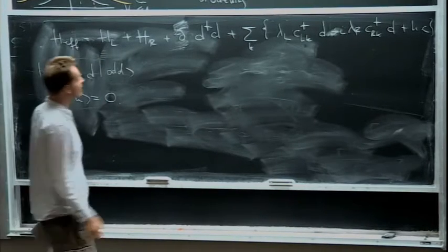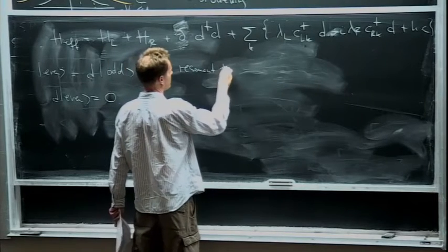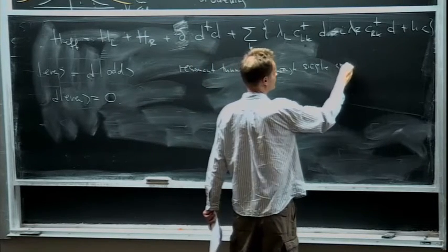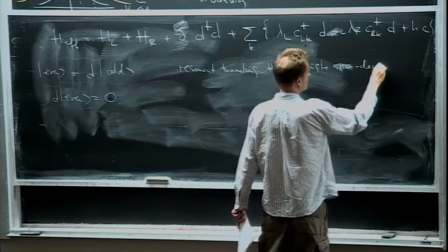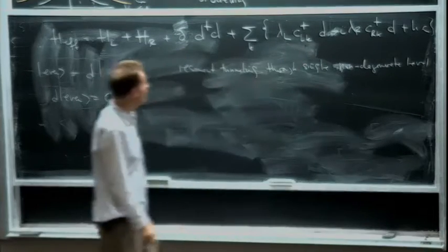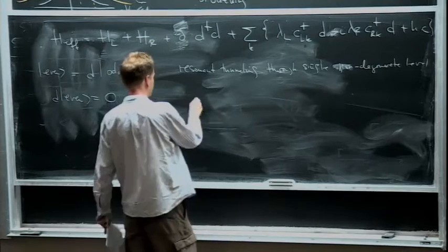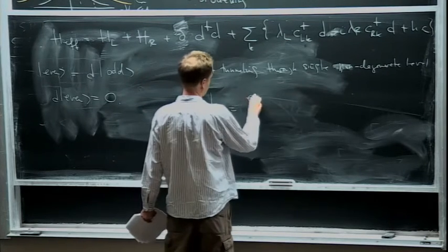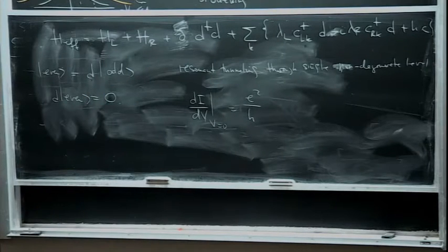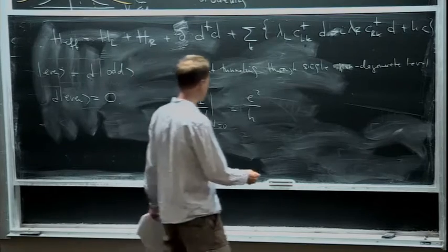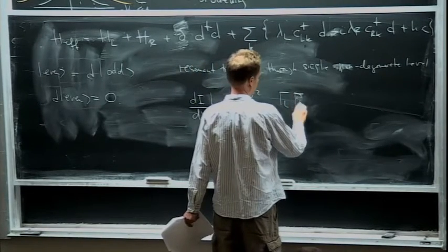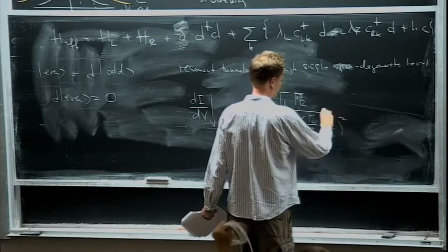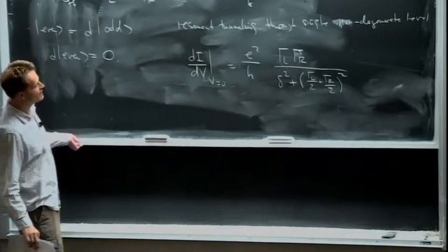But this is really just resonant tunneling all over again, through a single non-degenerate level. There's no spin anyway. And we already had this resonant tunneling formula, so now we know immediately what this looks like. Let's do it at 0 bias. Then we get e squared over h. There's no spin degeneracy, so it's e squared over h, like a normal tunneling through a single level. And so we have gamma left times gamma right divided by delta squared plus gamma left over two plus gamma right over two, squared. Okay, so we basically have resonant tunneling.